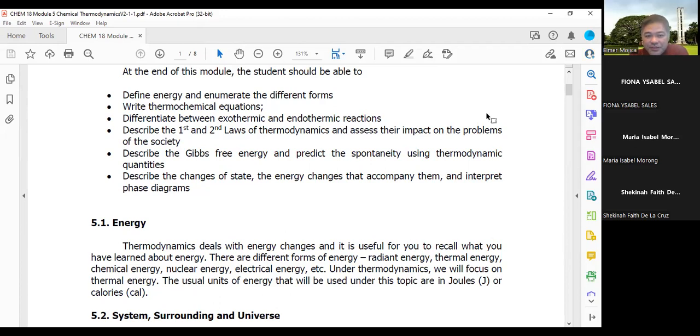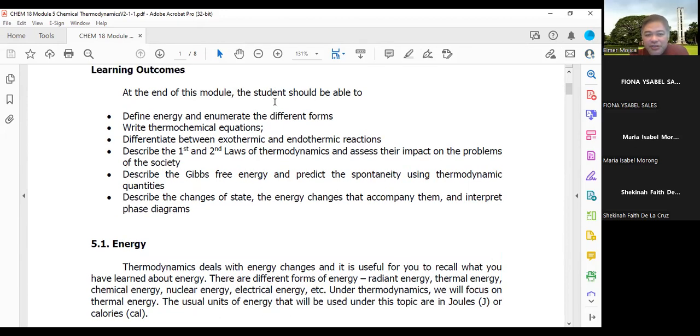At the end of this module, this is what we need to know: define energy and enumerate the different forms. We started doing that last time, right? In this departmental exam, we only have modules 4 and 5.